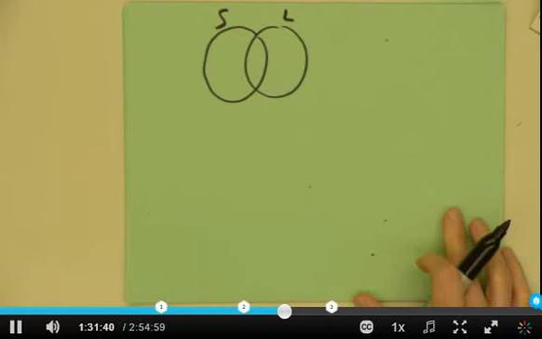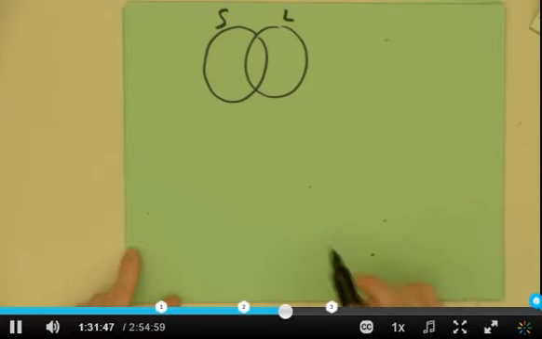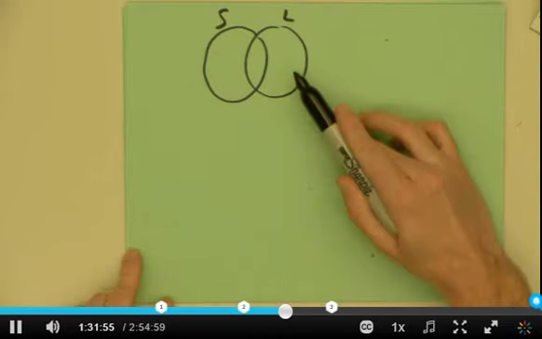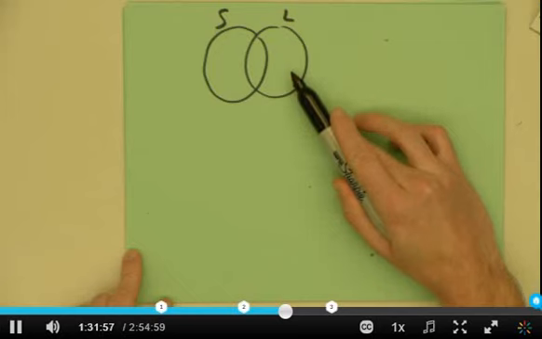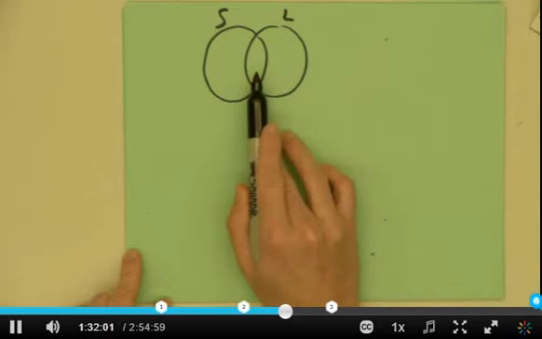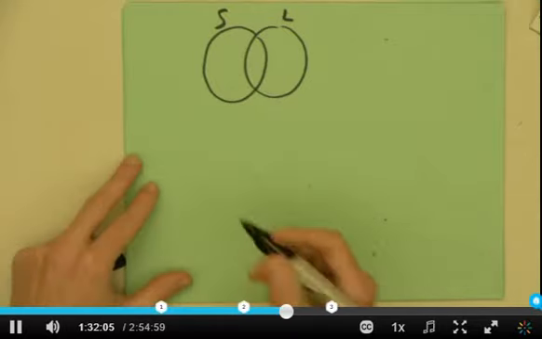I'm going to let S stand for the statistics students, and L stand for the literature students. And so students who are in this group are in statistics, but not in literature. Students in this group are in literature, but not statistics. And students right here in the middle are in both. Okay. Now what do I know?